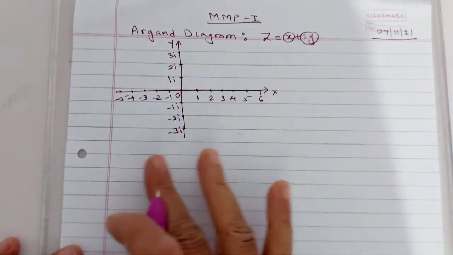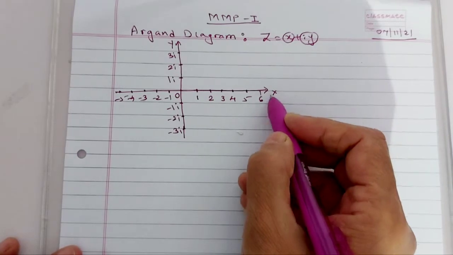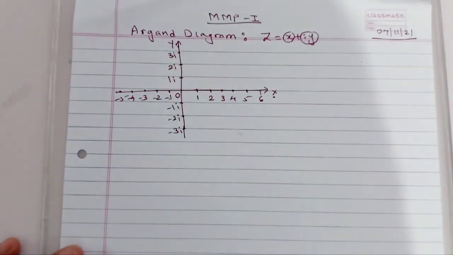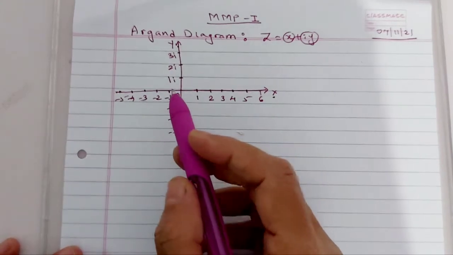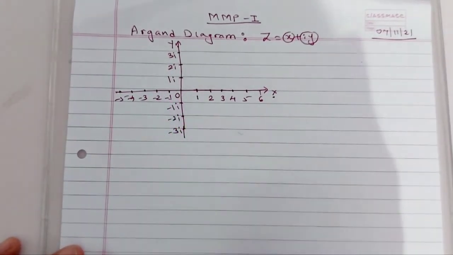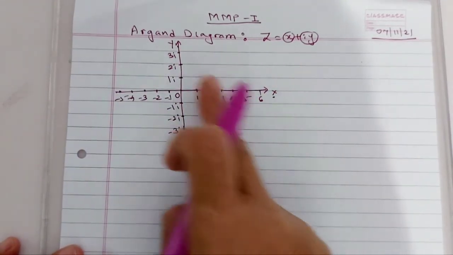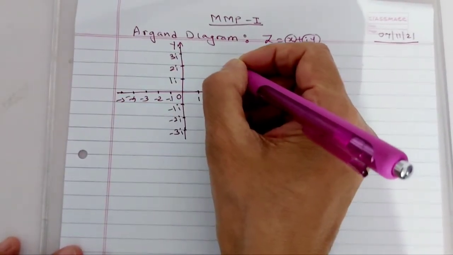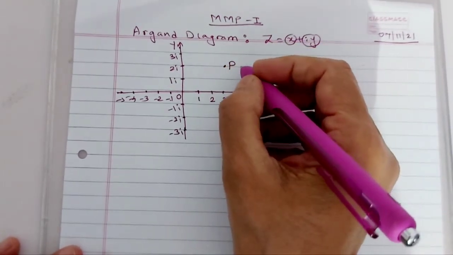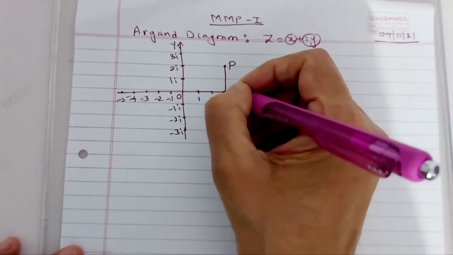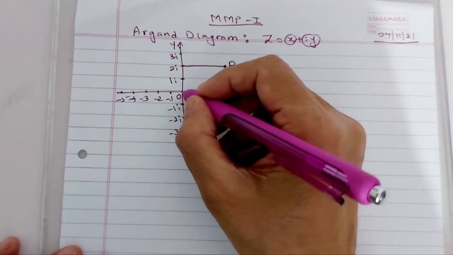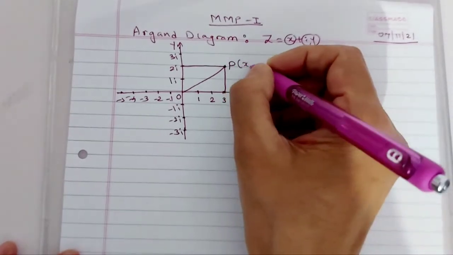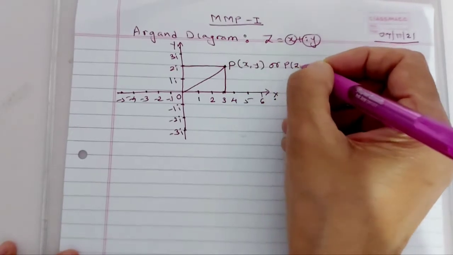So this is the plane formed by the real axis, which is the x-axis, and the imaginary axis, which is the y-axis. The graphical representation of a complex number on a complex plane is called the Argand diagram. Suppose now I have the point P over here. I'll join it to 3 on the x-axis and 2i on the y-axis. This is my P(x, y) or P(z).